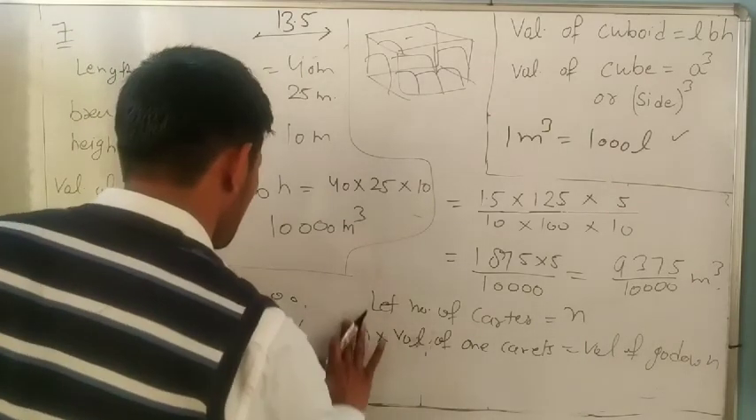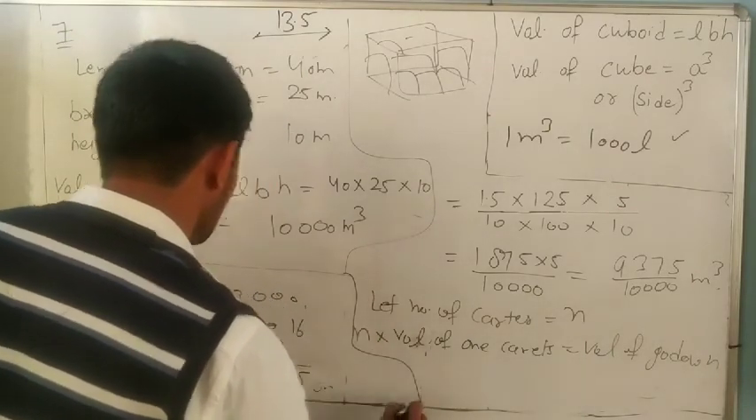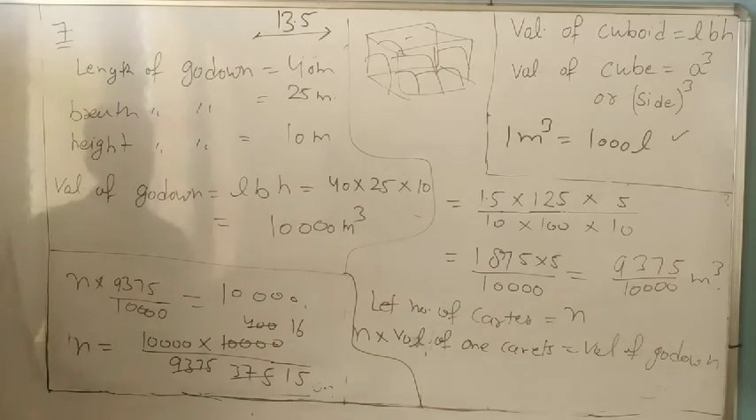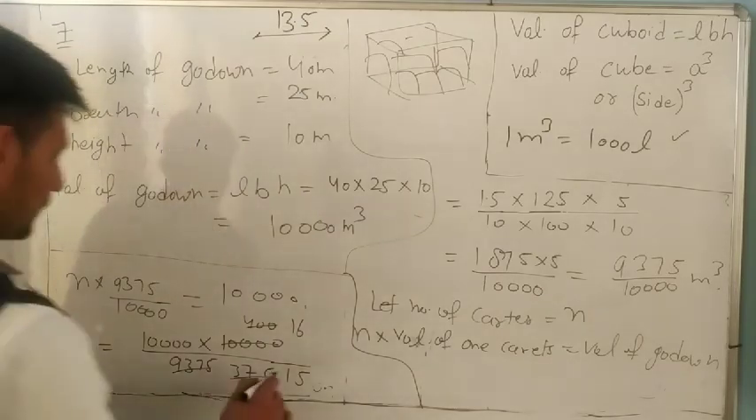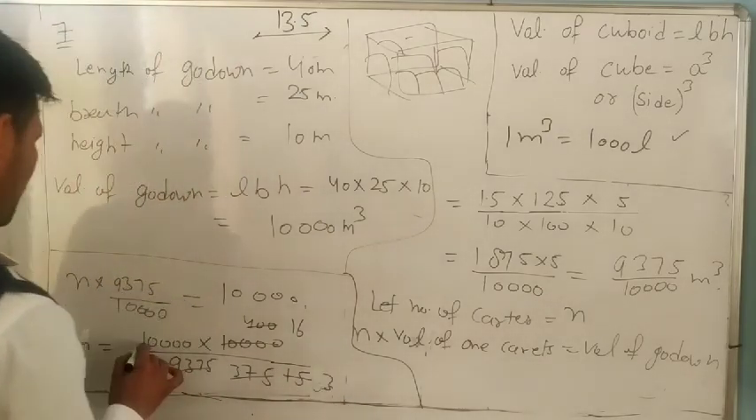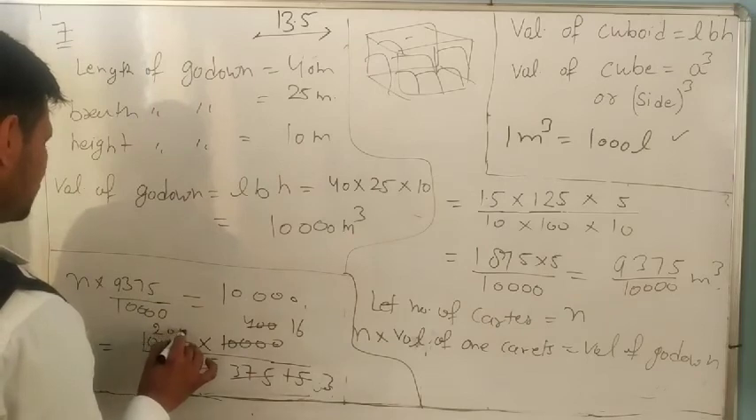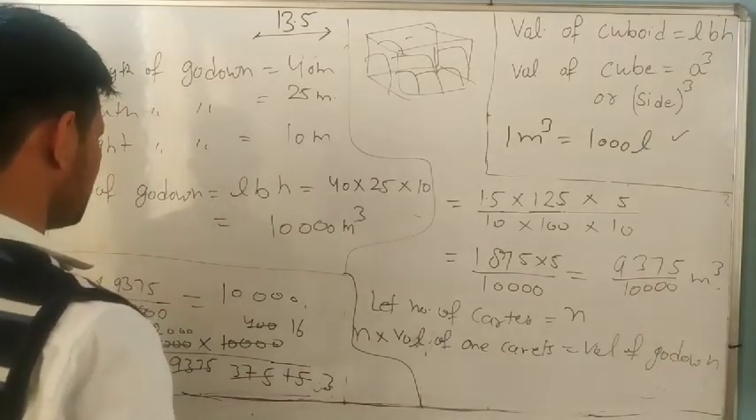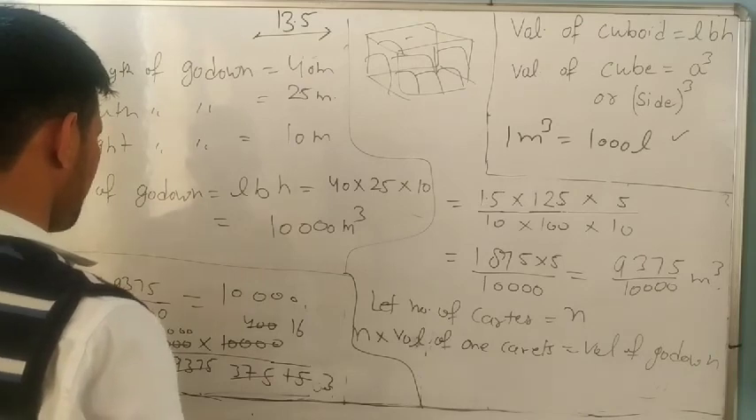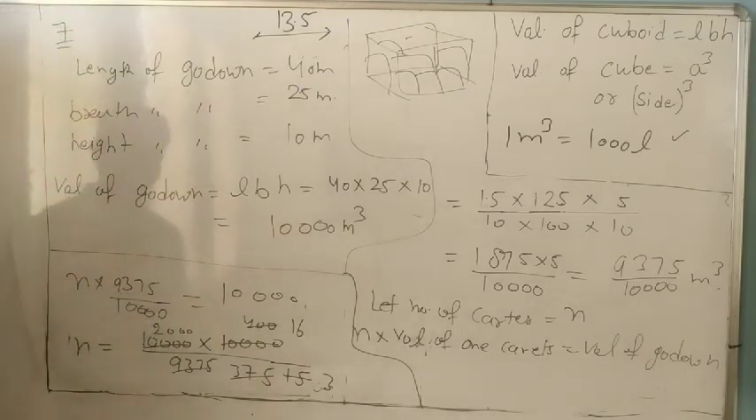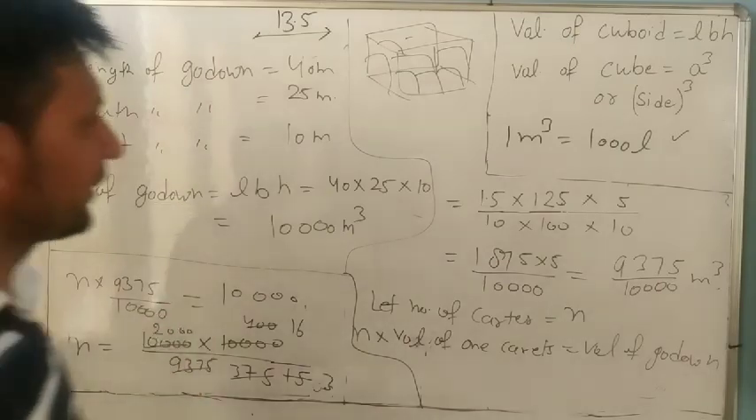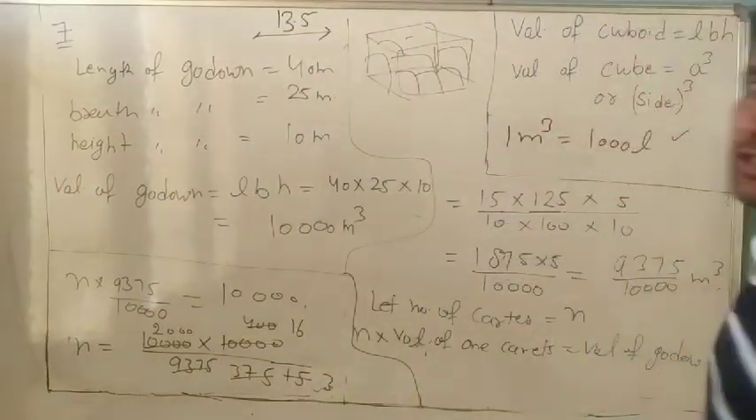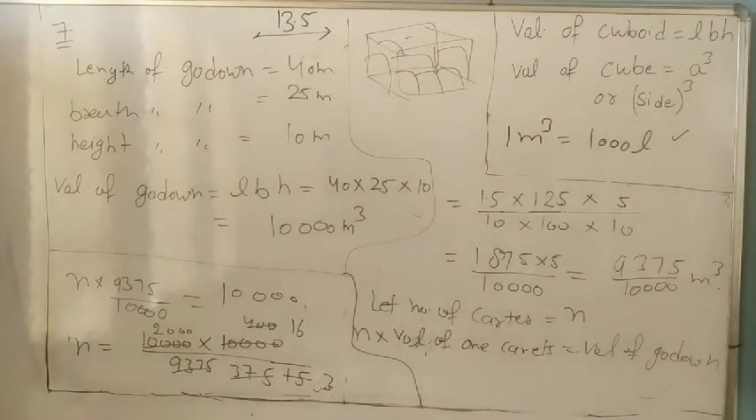So the maximum number is now 16,000. You will try it. The answer will come as 16,000, the total number of carats.